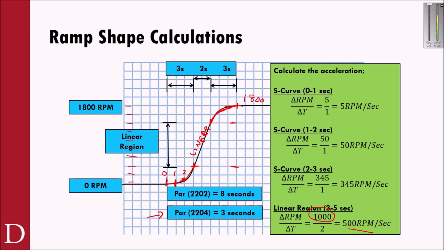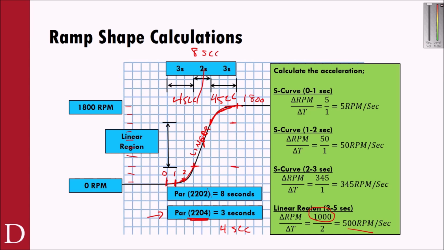So a good question that came up in class was, how long can I make parameter 2204? So 2204 has a maximum length. If I've got 8 seconds total, and half of it is going to be on the ramp up and half on the ramp in, then the maximum I could have for parameter 2204 in this case would be 4 seconds. The reason being, if I go 4 and 4, that would consume the whole acceleration time of 8 seconds.